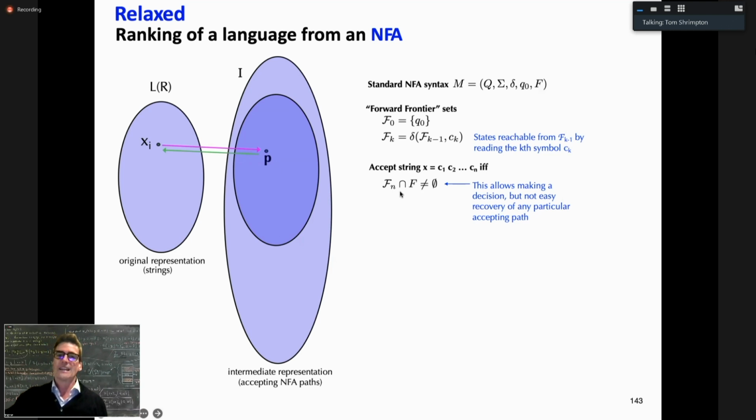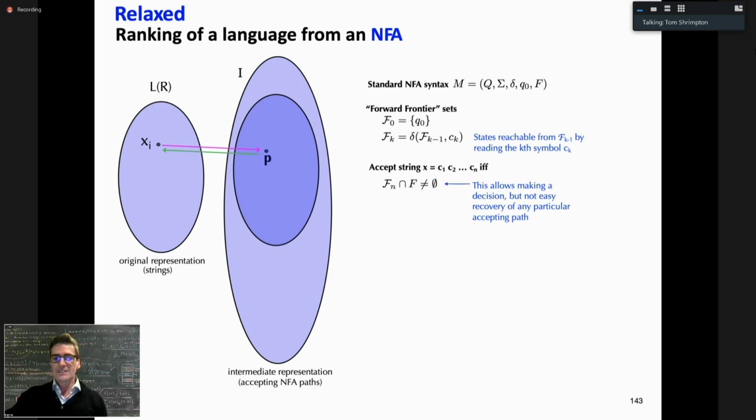Say that again. If the frontier of possible states that you have after you've read the whole string contains at least one state which is an accepting state, then you know that among all the paths contained in the sequence of frontiers, there's at least one path that goes from the start state to an accepting state. That's a typical way in which you determine whether or not a string is in the language of an NFA without first converting to a DFA.